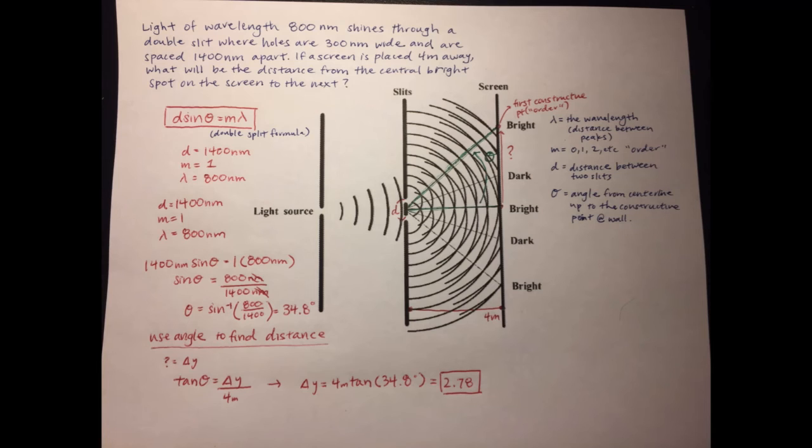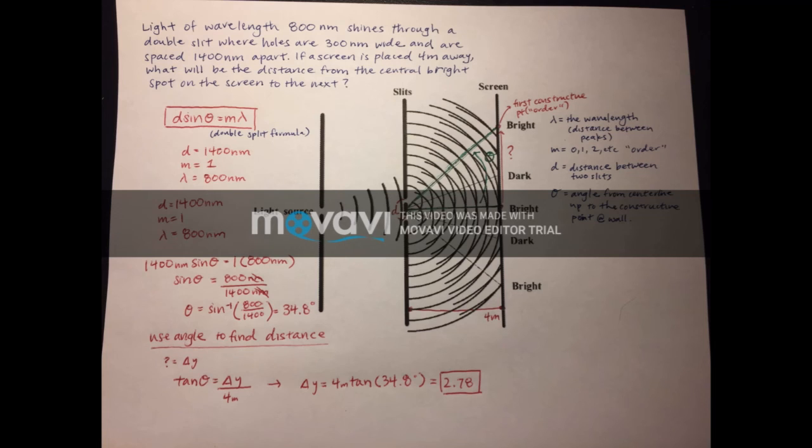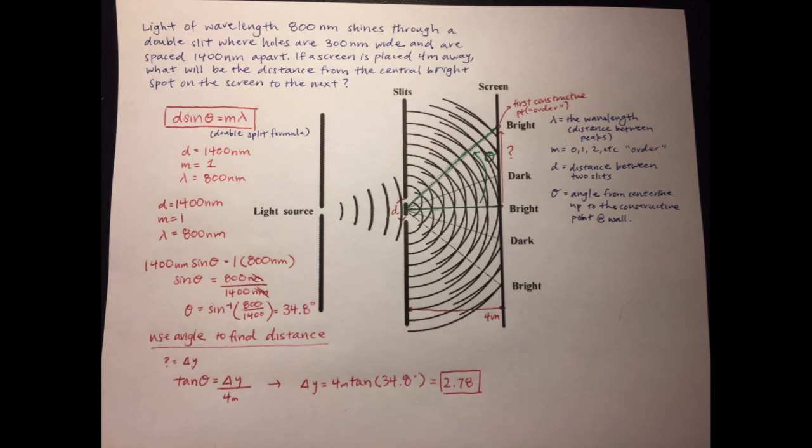Now we can use the angle that we found to get the distance between the centerline at the wall in the first order, which I'm going to call delta y. Using trigonometry, we can find the distance that we want with the help of tan, the angle that we found, and the distance between the slits and the screen that were already given to us. Next, we just have to get delta y by itself, and the equation would be 4 times tan 34.8 degrees, and it would come out to 2.78.